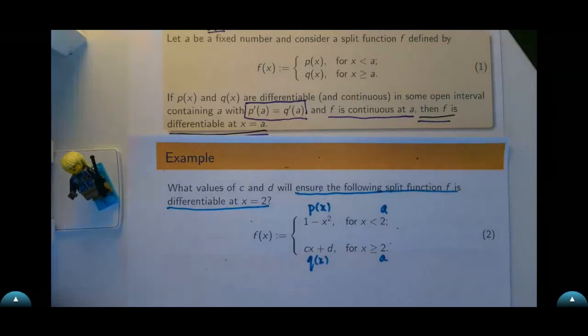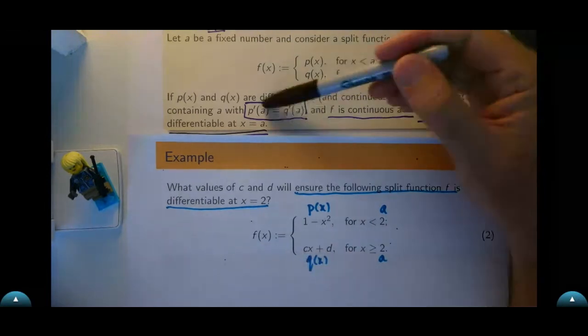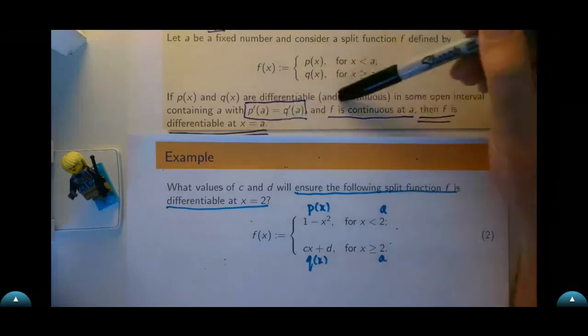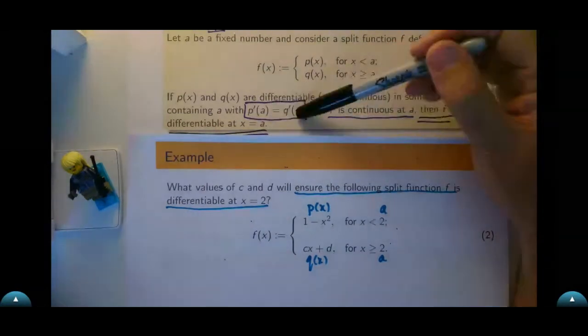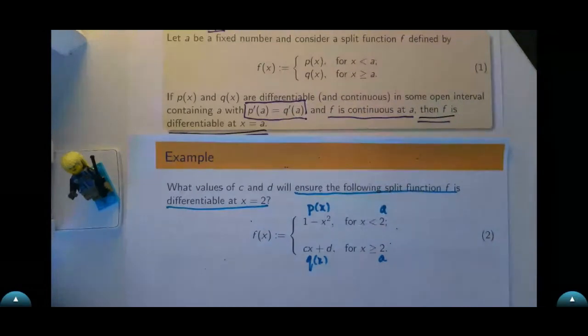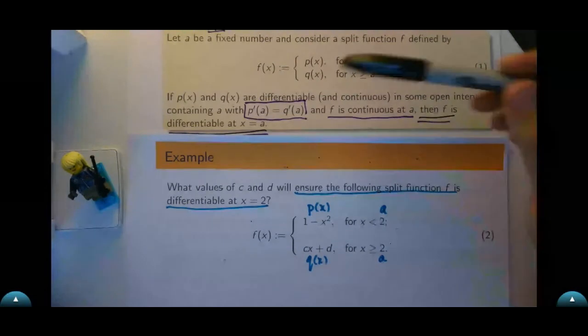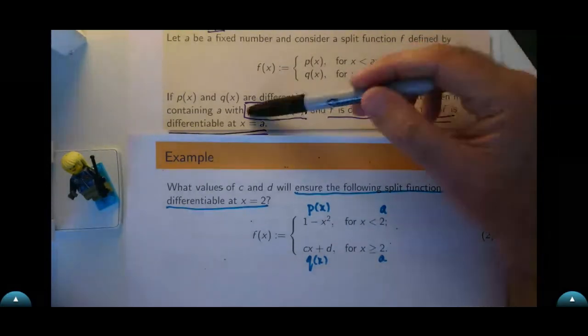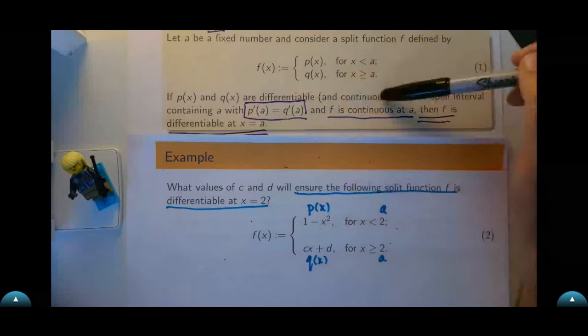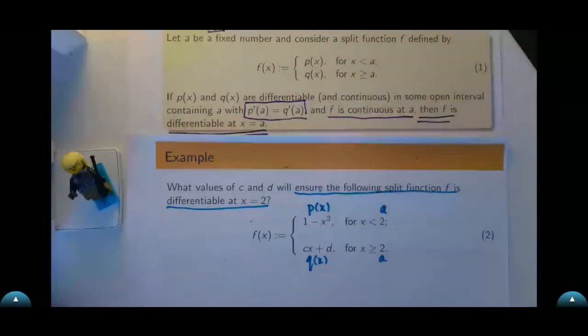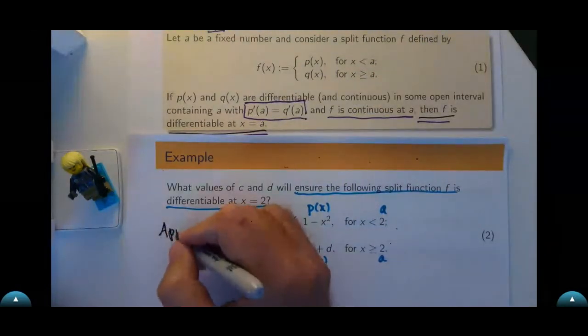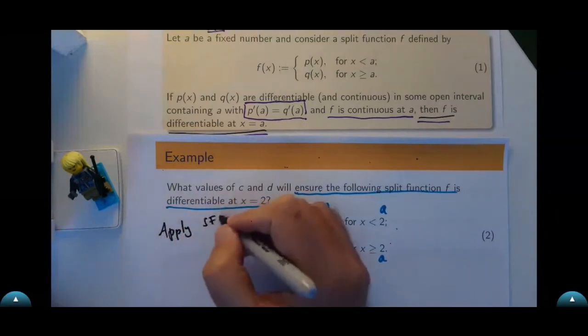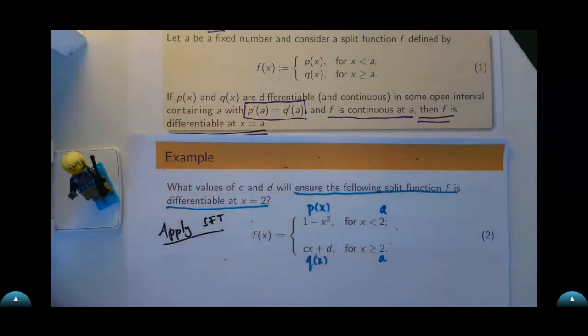All right, so how do we do it? Well, there's two things to calculate, c and d. We don't know what they are, but we can use this and this to get both c and d. Probably the easiest is to do this first. That'll give you either c or d, and then the continuity will give you the other part. So the idea is to apply the SFT, the split function theorem.